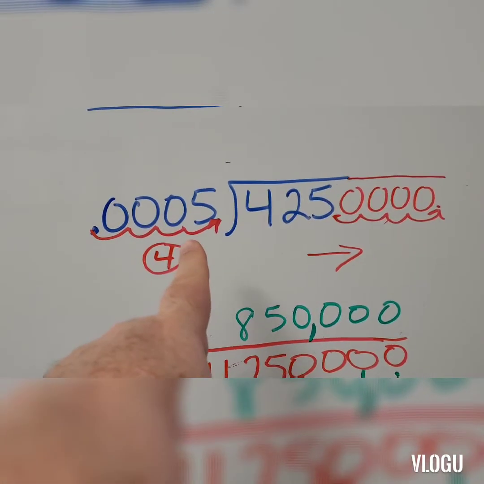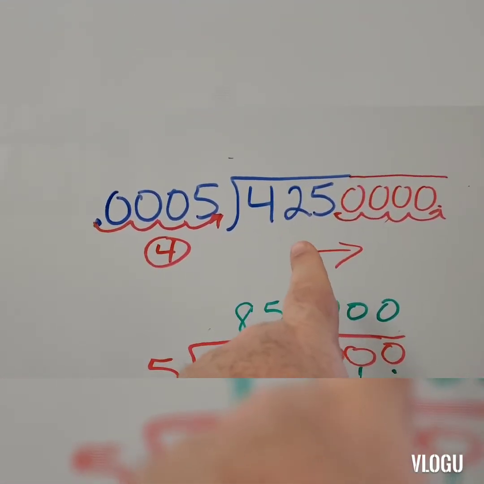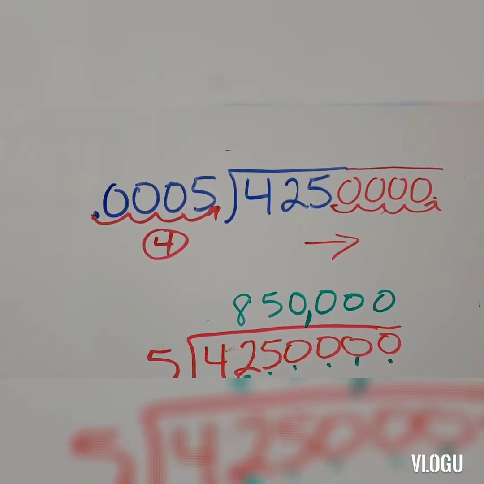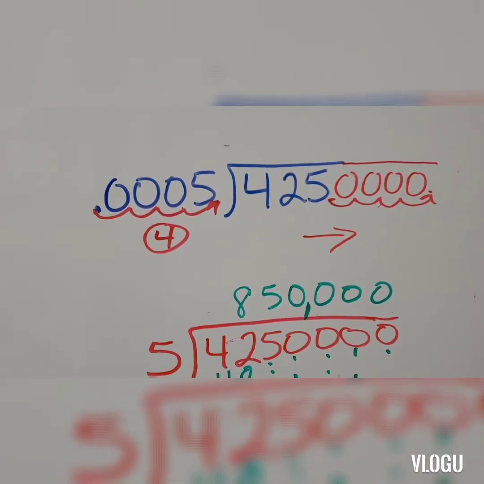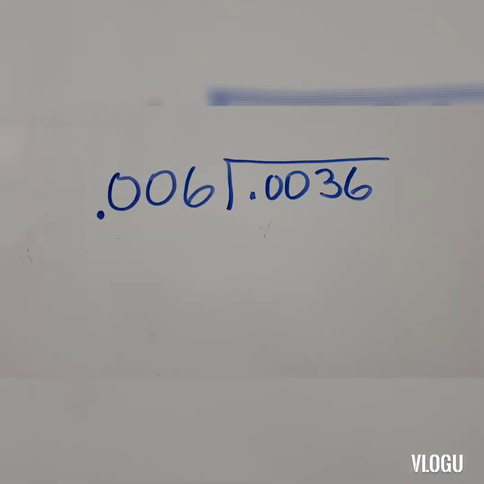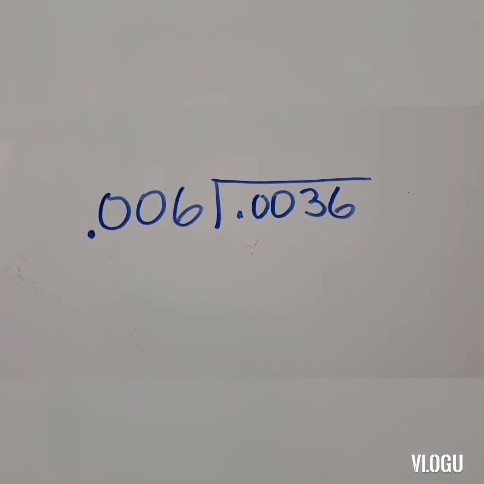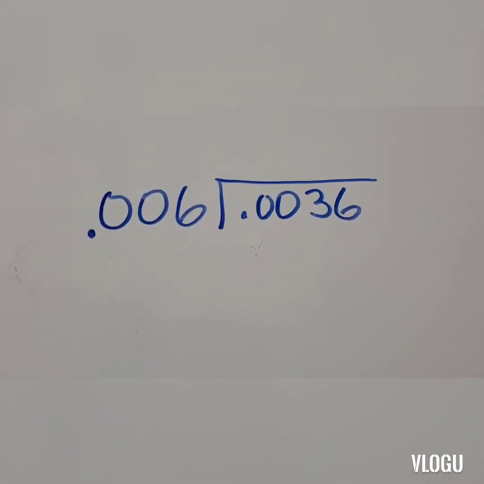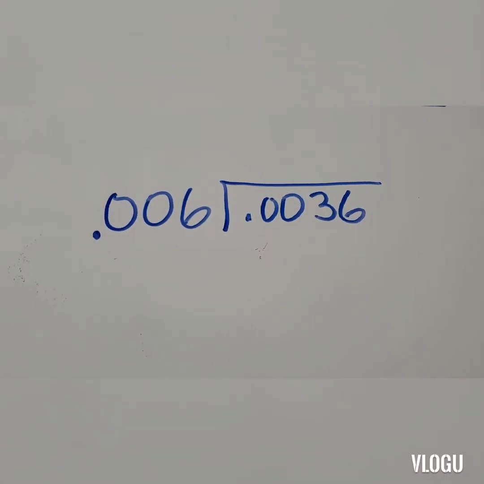Remember I said that this was probably going to go into here a whole lot of times? 850,000, I would say, is a whole lot of times. Try this on your own. Write it in your math comp. Try to solve it. And then unpause the video when you're finished.